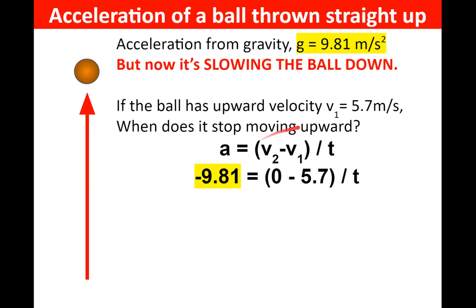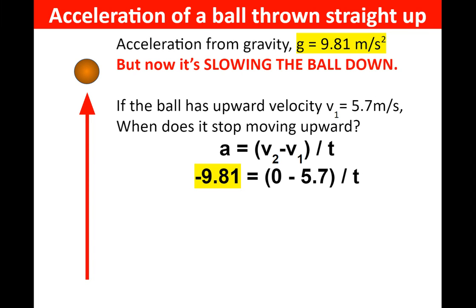And then it started. So V1 is this, and we want to know when it stops moving. When it stops moving, that means the velocity is 0. So that means the V2 is going to be 0 because it stopped moving. We want to know when it stopped moving. This is how fast it was going to begin with. This is how much slower it's getting every second.